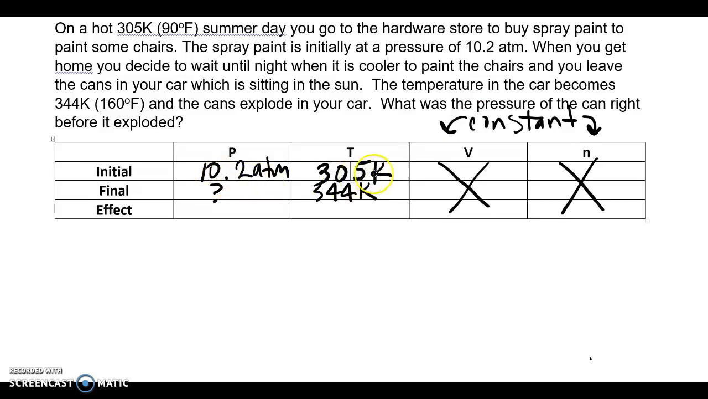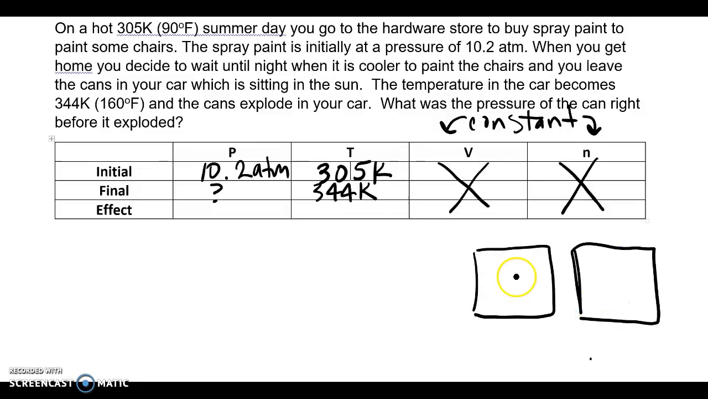So we want to know what's going to happen to pressure. So we're going to draw two particle tables here, particle maps. We're going to keep volume the same because it's a constant. We're going to keep the number of particles the same because it's a constant. I'm just going to put 3 in there.